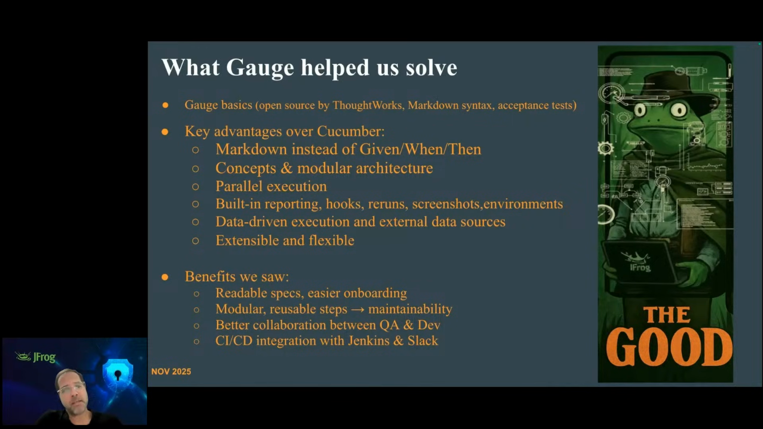Third is parallel execution by default. Before Gauge, running Jenkins felt like, I don't know, watching grass grow. With Gauge, we could finally run tests at the same time. The day we saw the runtime drop by 17%, someone literally shouted, "We have our weekends again!"